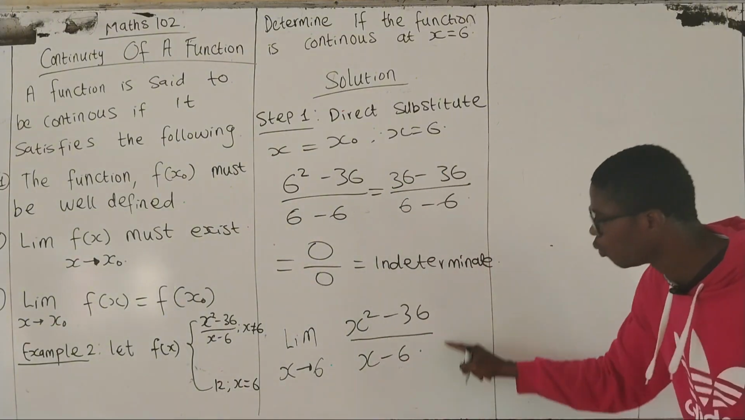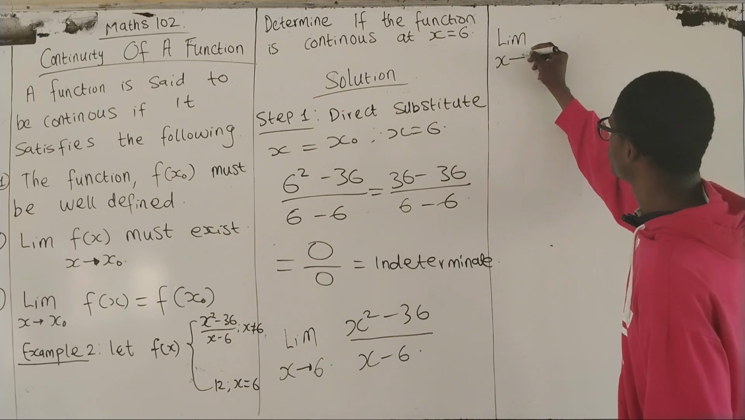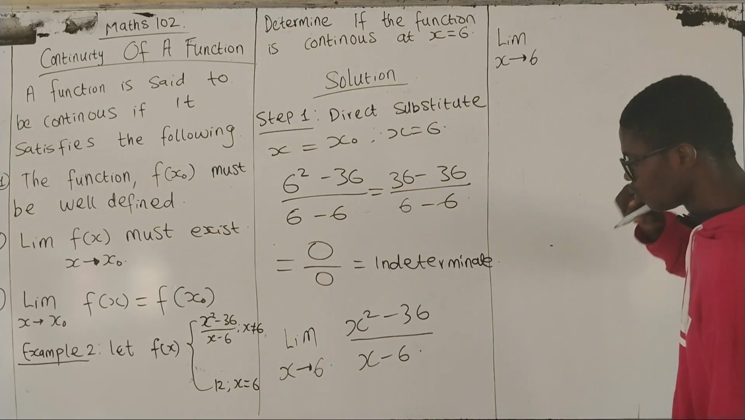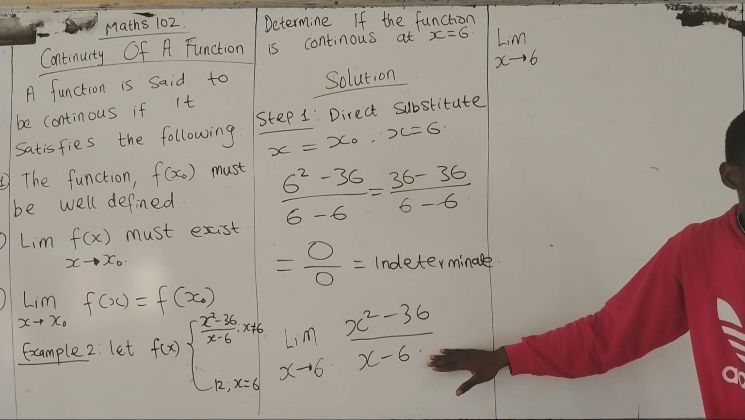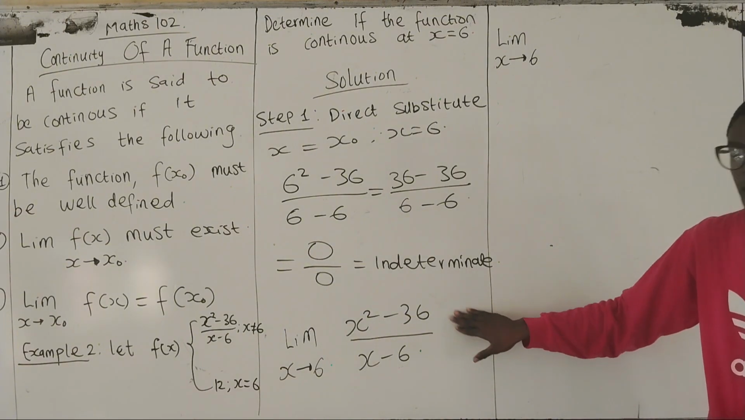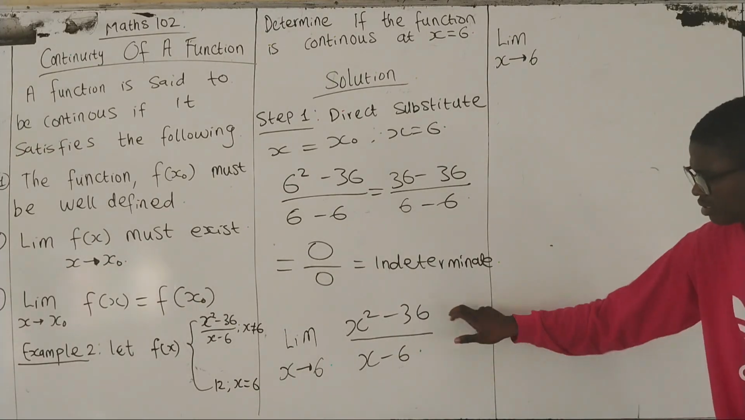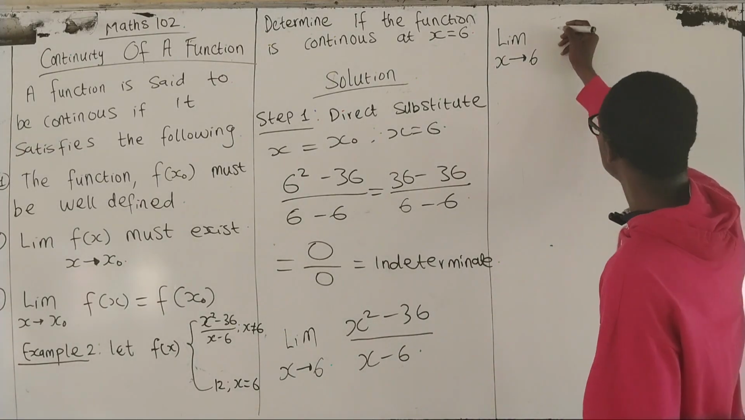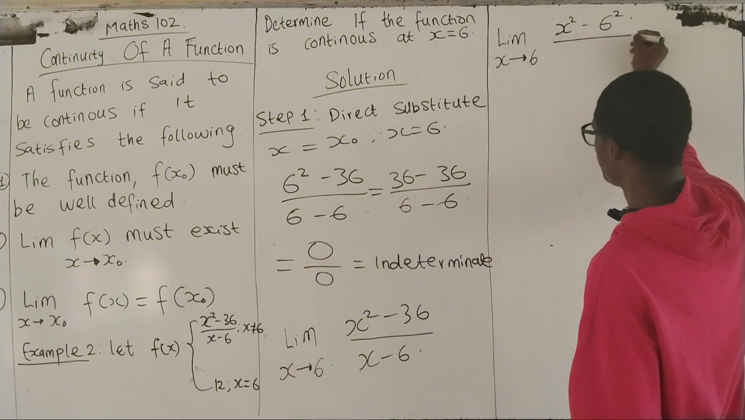So if you work on this, what will you have? The limit as x approaches 6. What kind of formula should we use? You can use L'Hopital, but I prefer the simple way, which is factorization. Can't you factorize this? You have forgotten. This is the same thing as x squared minus 6 squared all over x minus 6.